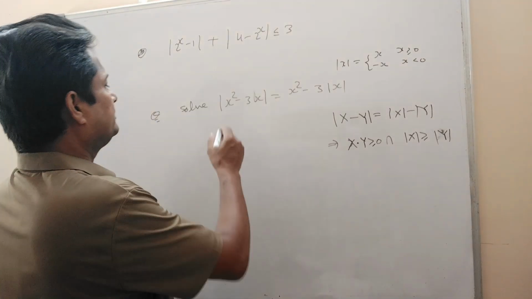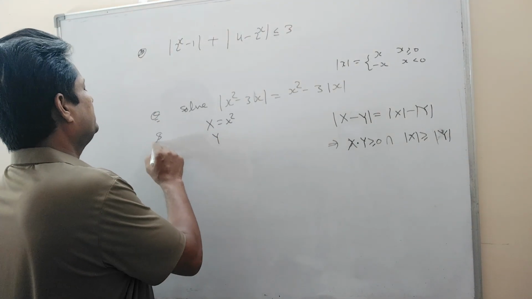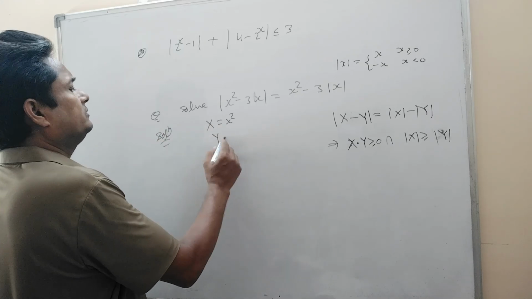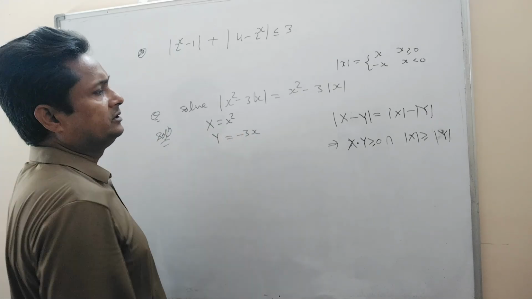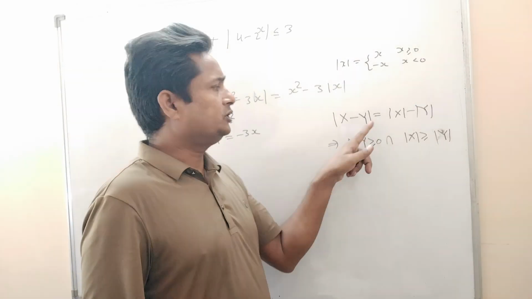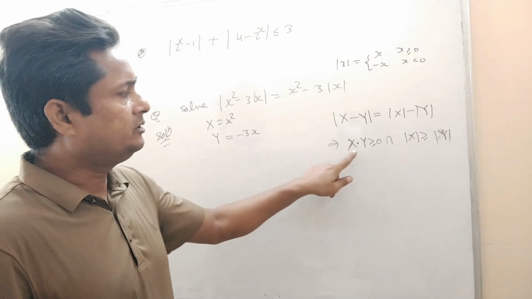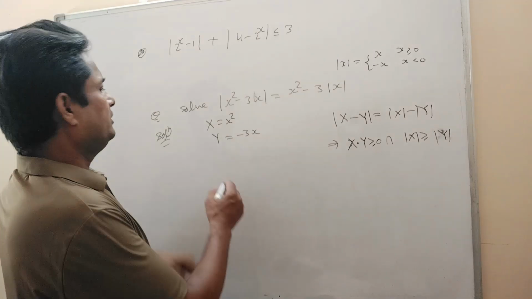So here capital X is what? x square, and capital Y is what? Minus of 3x. Now verify this property. This property holds for this equation. So the solution will be what? Only this one. So solve this one.